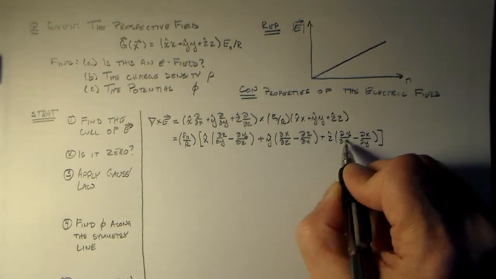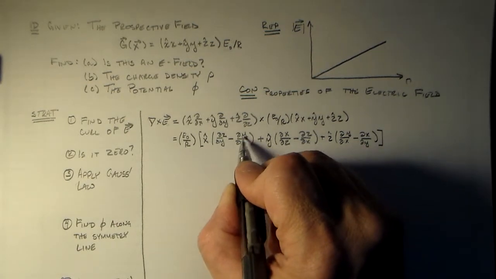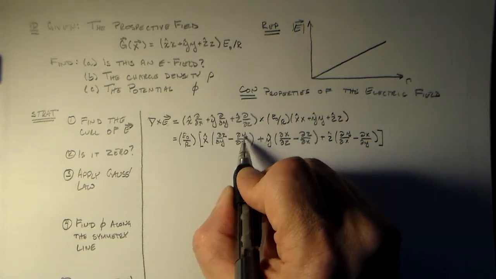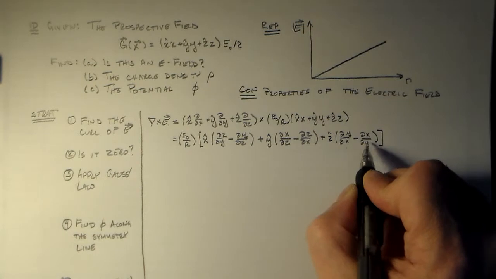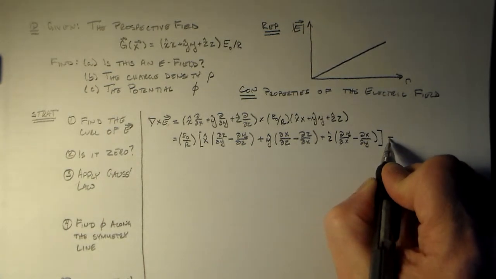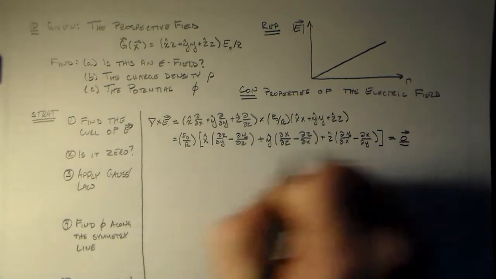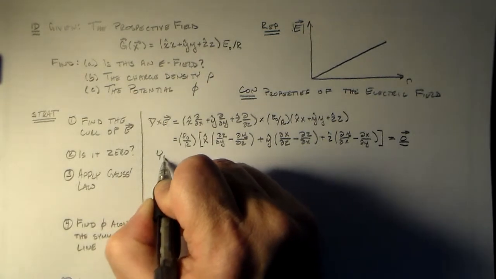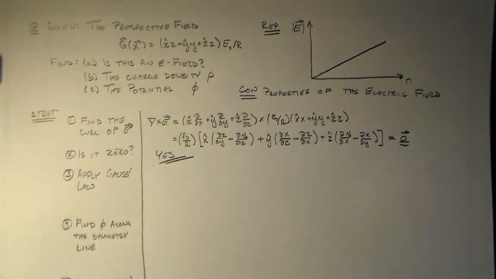And you'll notice that for each one of these derivatives, we have something that's independent of the coordinate that we're taking the derivative with respect to. That means they're all equal to zero. And so is that zero? Yes. So we have a field. Simple as that. That's exactly what we do in this last section.